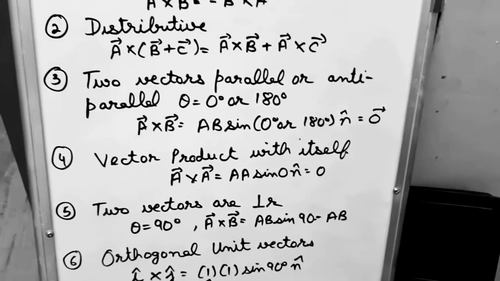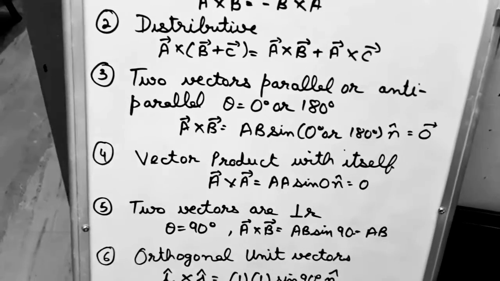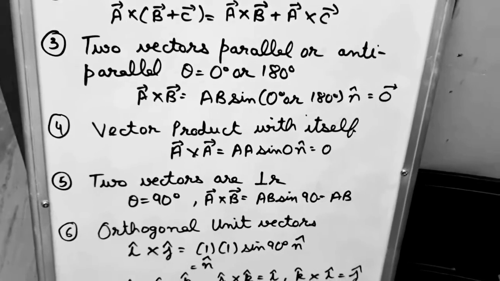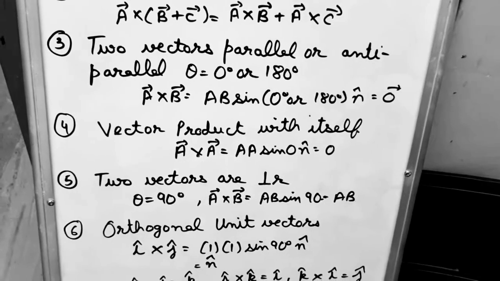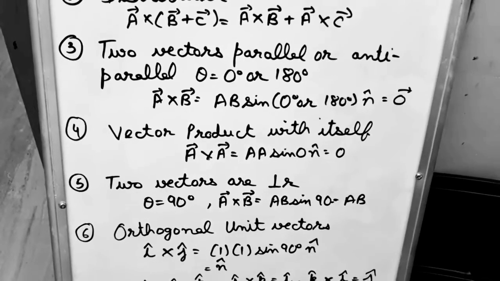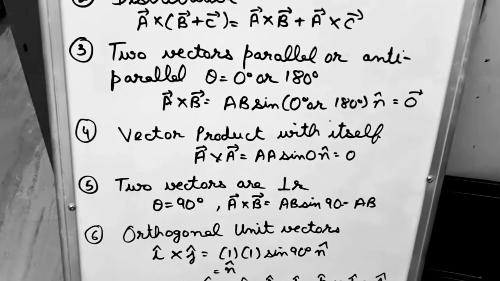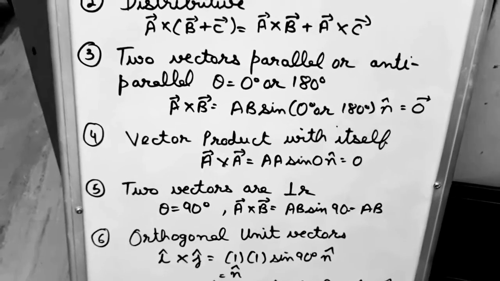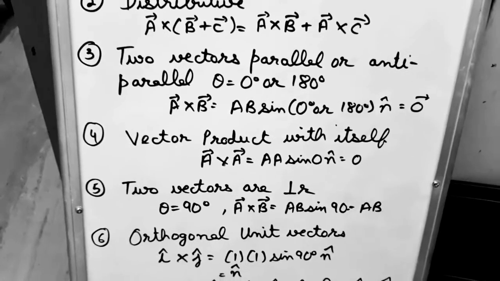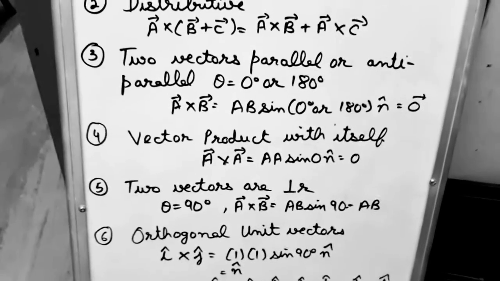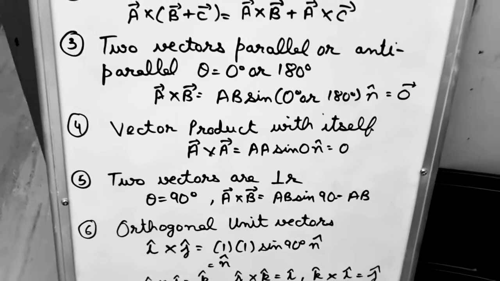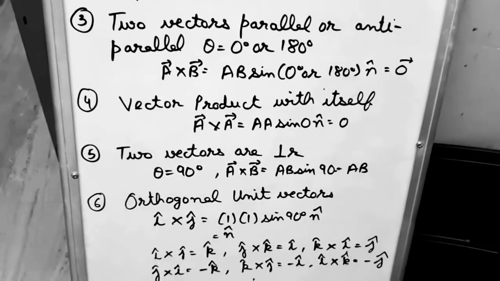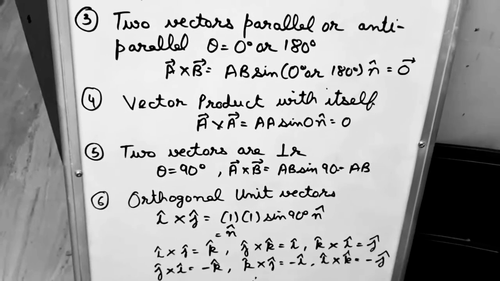Now the third property is if the two vectors are parallel or anti-parallel. In case of parallel vectors, the angle will be equal to 0 degree, and in the case of anti-parallel vectors, theta will be equal to 180 degree. Either the vectors are parallel or anti-parallel, the cross product value is 0, as the value of sine at 0 and 180 degree is equal to 0.